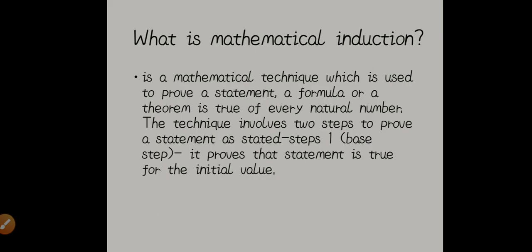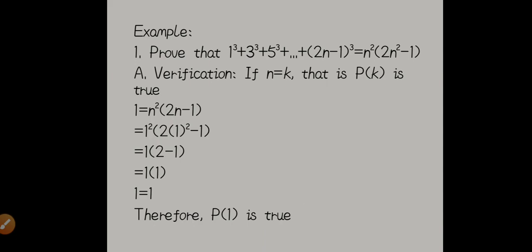Let's have an example. Prove that 1 raised to 3 plus 3 raised to 3 plus 5 raised to 3 plus so on, plus the quantity of 2n minus 1 raised to 3, is equal to n squared times 2n squared minus 1. Let us use verification. If our n is k, that is, P of k is true.